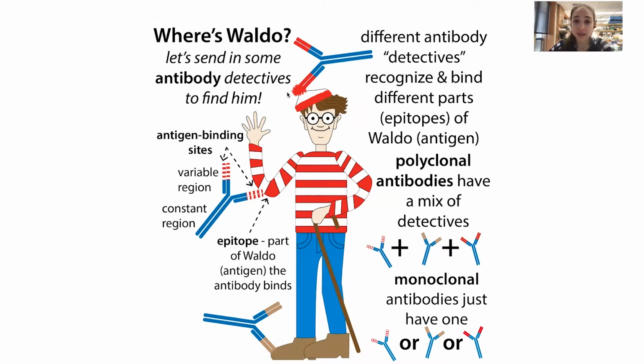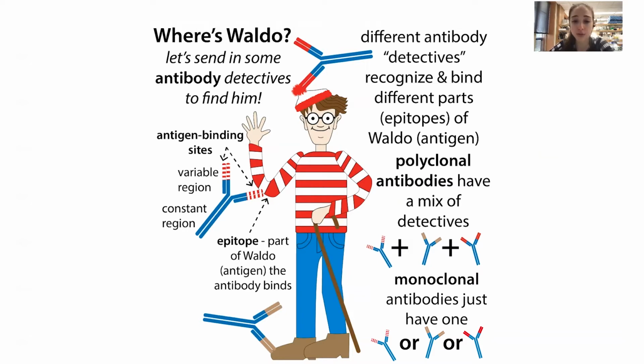And so this puff of the hat would be an epitope, and this would be another epitope, and this would be another epitope. And so different antibodies are going to recognize different epitopes, and therefore you can have multiple antibodies recognize the same antigen. So we can have lots of different antibodies that are all recognizing the same antigen. They're all recognizing Waldo, but they're recognizing Waldo in different parts.